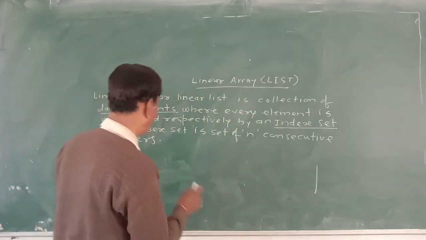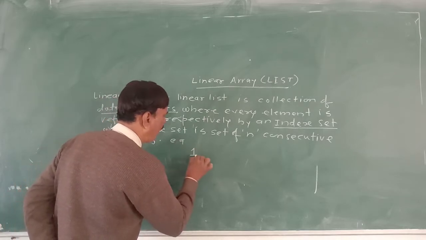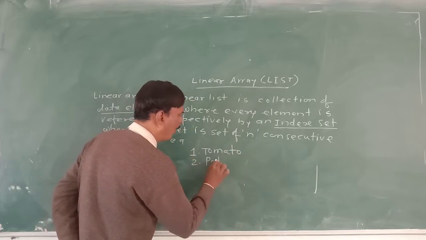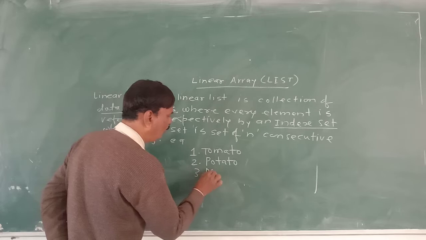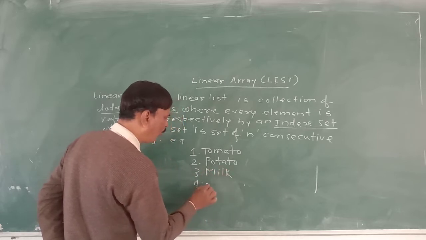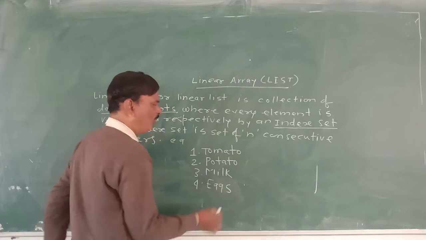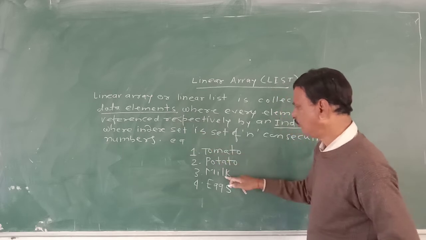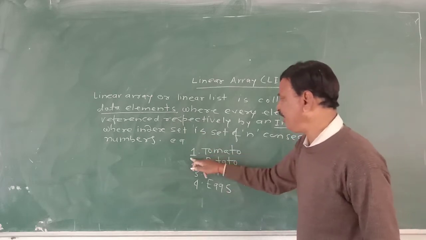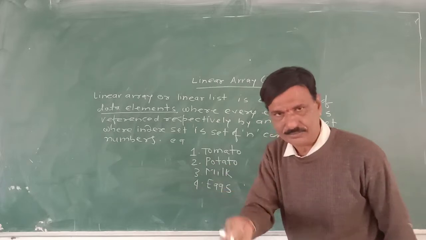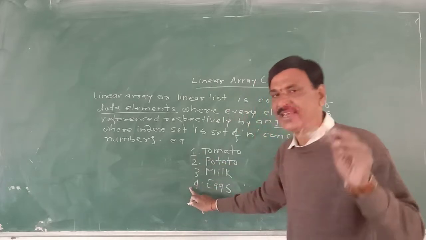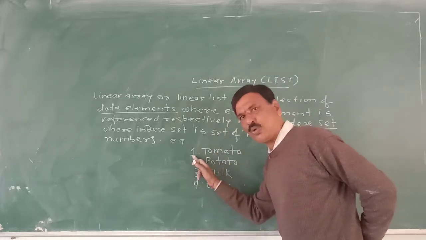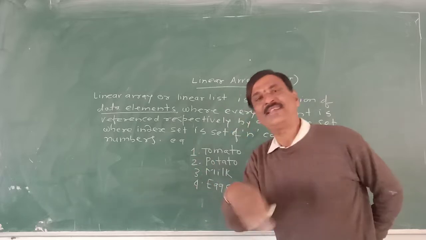So, we will see how the list can be prepared in an example. 1 tomato, 2 potato, 3 milk, 4 eggs. So these are the elements. 4 elements are there. Every element is referenced respectively by index. Then it is the index set. Index set is the set of n consecutive numbers, because to refer to every element there must be a number, that is called the index. Thus this is the index set.